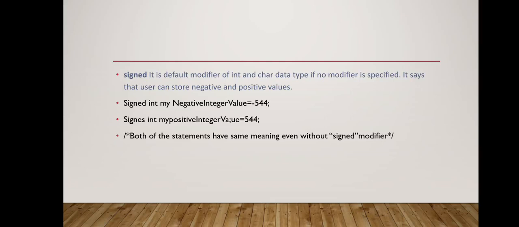Signed. It is the default modifier of int and char data types. If no modifier is specified, it means the user can store negative and positive values. Signed int. My negative integer value is equal to -44. Signed int. My positive integer value is equal to 544. Both of these statements have the same meaning even without the signed modifier.